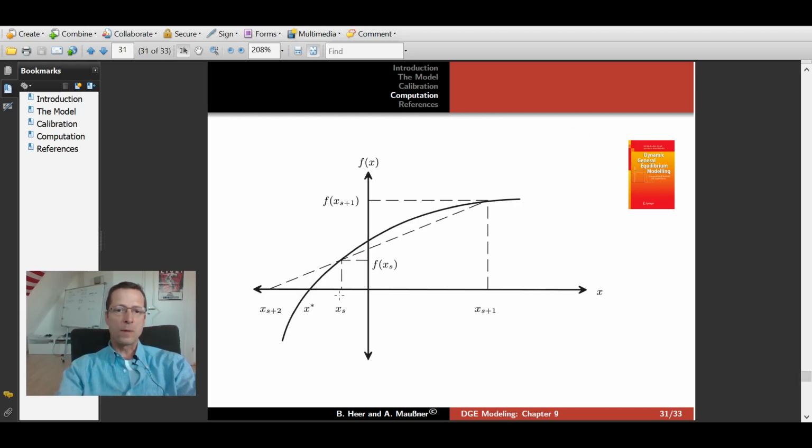So let's assume this is our first guess of A60, which in this case we call x_s, and implies a first period asset level A1 at this amount, f of x_s. Then we provide a second guess, x_{s+1}. It implies an initial level of wealth A1 at this amount, f of x_{s+1}. How do we get to the next guess of the capital stock at age 60, to the value x_{s+2}? Well, we use the secant method, and this is simple geometry.